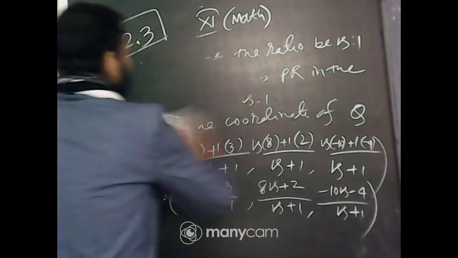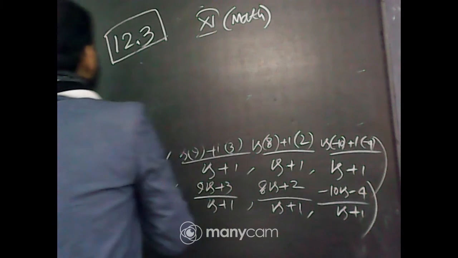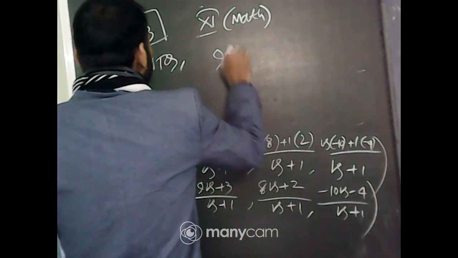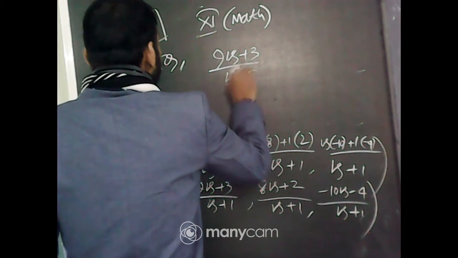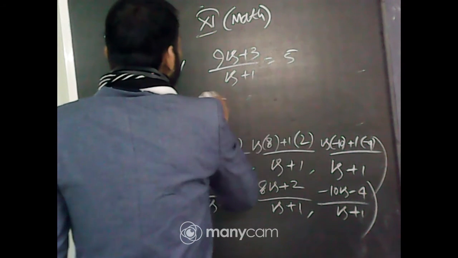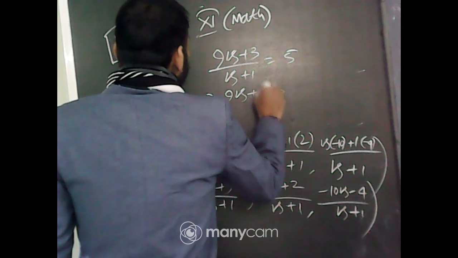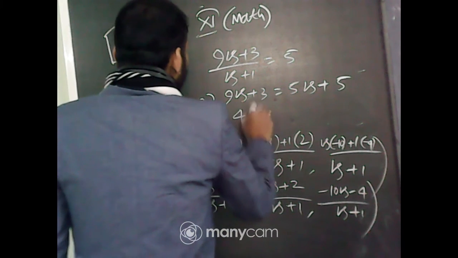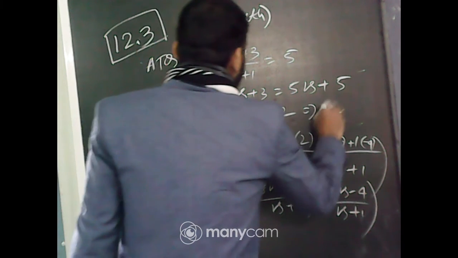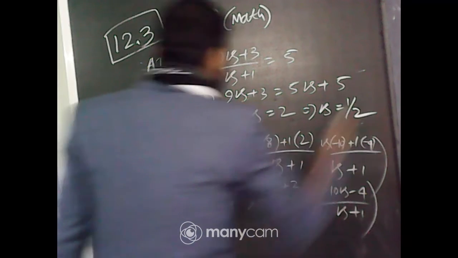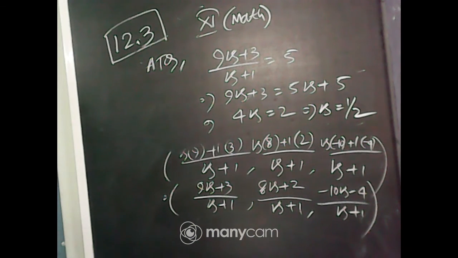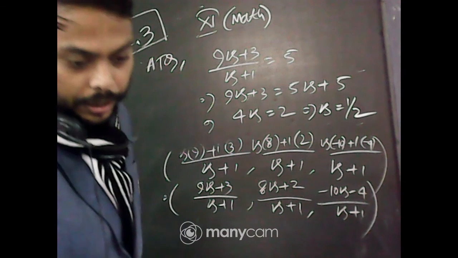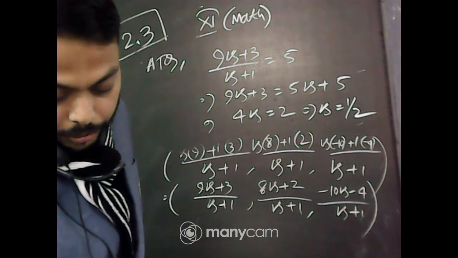I am erasing this one. So according to the question, (9K plus 3) by (K plus 1) equals 5. So 9K plus 3 equals 5K plus 5. So 4K equals 2. So K equals 1 by 2. The same thing will come from the next two portions also, the Y coordinate and the Z coordinate. Yes, K equals 1 by 2.